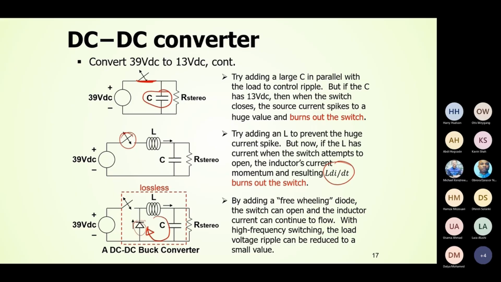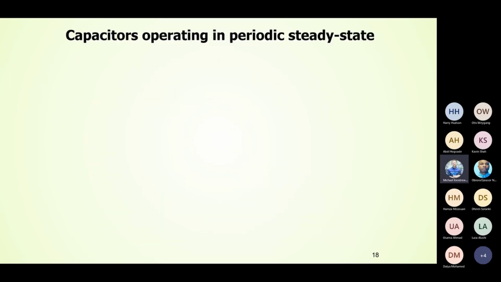And ideally speaking, this is a lossless conversion, but in practice, your switch is not ideal, your inductor is not ideal, your diode is not ideal, your capacitor is not ideal. So there will be losses in all of these elements. But this circuit has relatively high efficiency compared to the circuits that we have seen before.